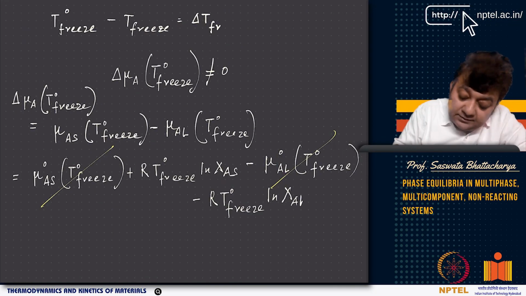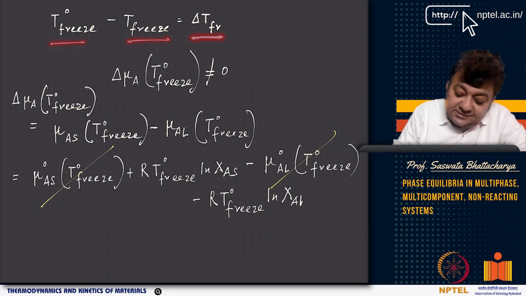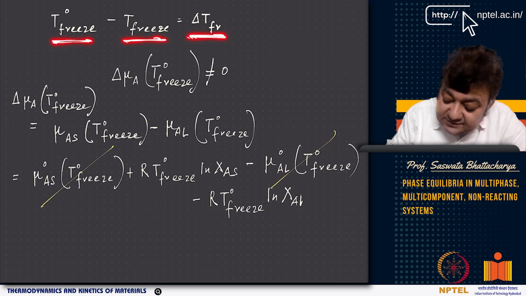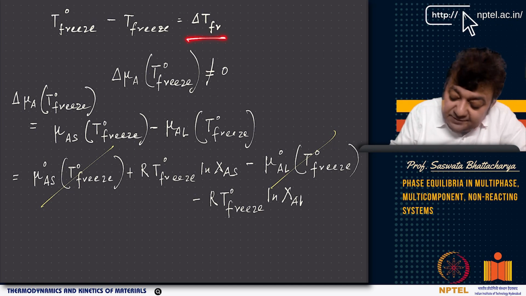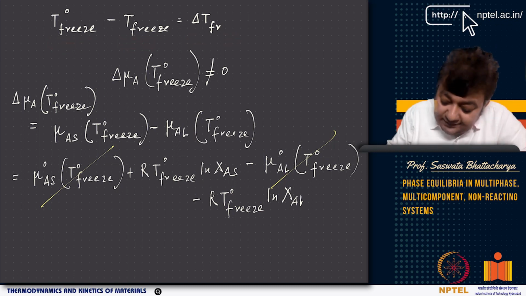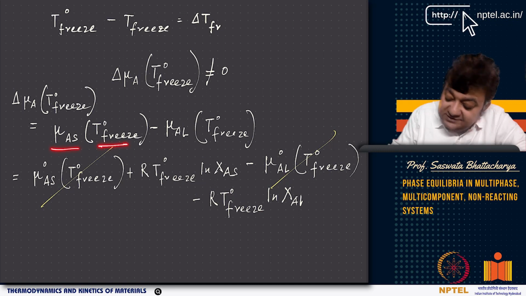Now T0 freeze minus T freeze, let us call it delta T FR. It is the deviation in the freezing point. It can be an elevation, it can be a depression, we do not know a priori. So we are just calling T0 freeze minus T freeze delta T FR. And delta mu A at T0 freeze is not equal to 0, obviously. It is nothing but mu A S at T0 freeze minus mu A L at T0 freeze, right?